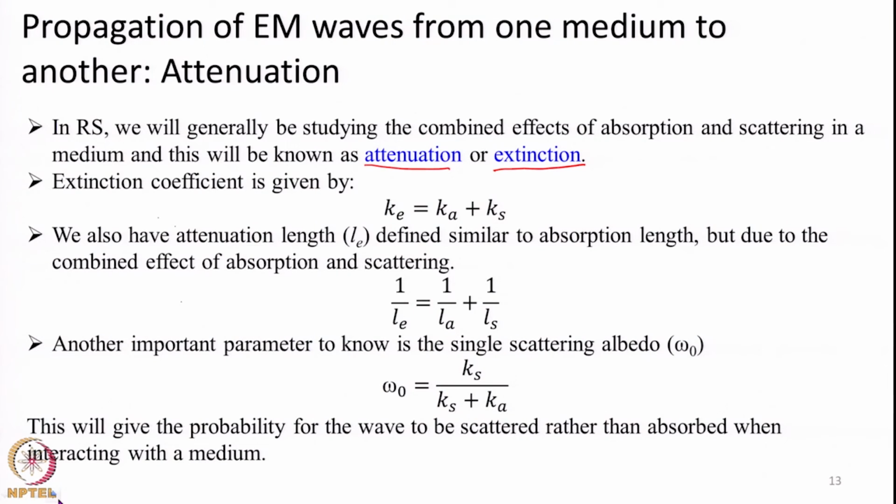So, that is given in this particular slide: the extinction coefficient is equal to the absorption coefficient plus the scattering coefficient, and the attenuation length is given by 1 by LE is equal to 1 by LA plus 1 by LS. So, these are some of the relationships which will help us to know the amount of absorption or scattering, the total losses taking place within a medium.